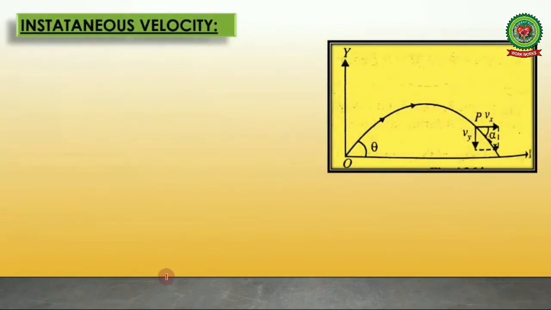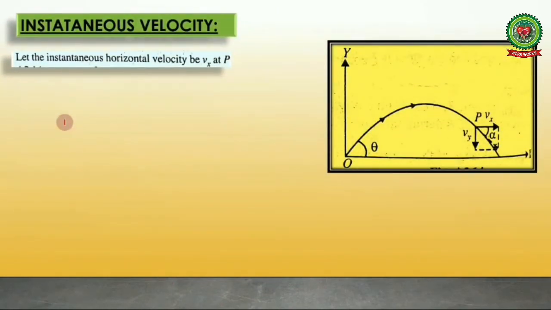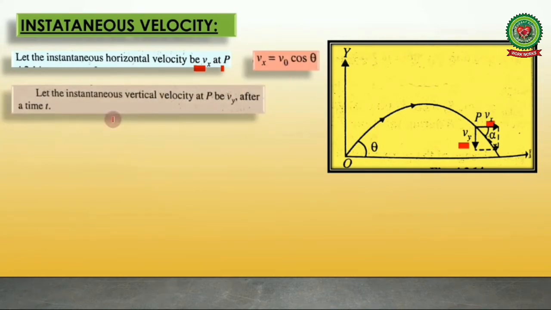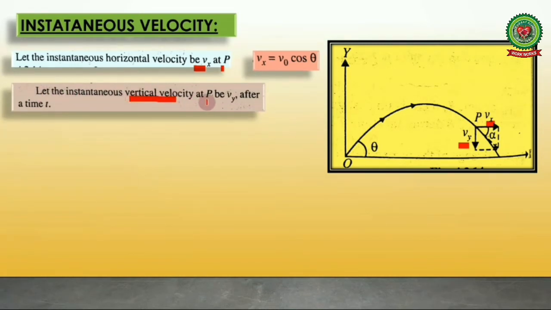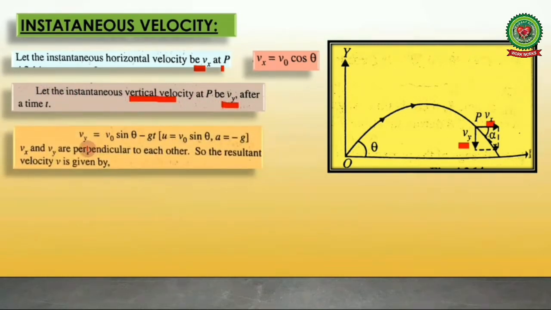Next is instantaneous velocity. Instantaneous velocity is the velocity of a projectile at any instant. At any instant it possesses 2 velocities, one vx and second vy. vx means the horizontal component of velocity and vy is the vertical component of velocity. Let us assume that the instantaneous horizontal velocity vx at P is equal to v0 cos theta, which is constant throughout the motion. Let the instantaneous vertical velocity at P be vy, which is equal to v0 sin theta minus gt.